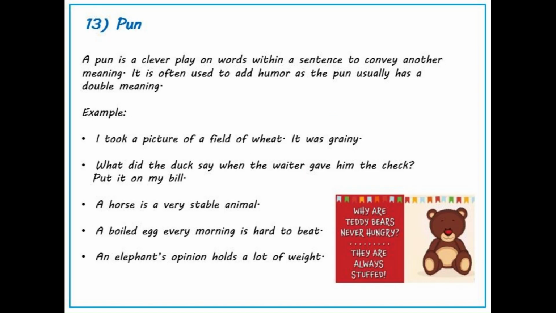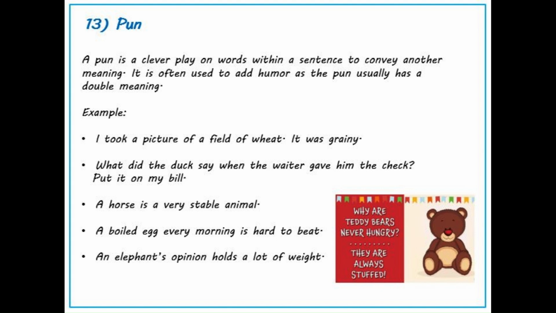The next figure of speech is a pun. A pun is a clever play on words within a sentence to convey another meaning. It is often used to add humor as the pun usually has a double meaning. For example, I took a picture of a field of wheat. It was grainy. So this is supposed to be funny. There is underlying humor in this sentence because wheat is a grain, which is why when the writer writes, I took a picture of a field of wheat and it was grainy, it's supposed to be funny and it is a play on words.